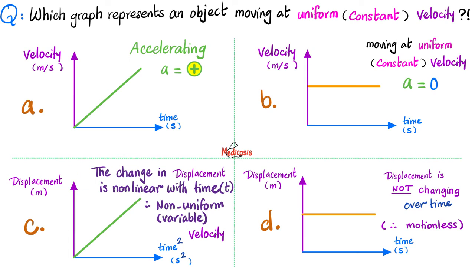Here I have a linear relationship between displacement and time squared, which means the relation between displacement and time alone has to be nonlinear. It is exponential, not linear, meaning it's non-uniform. If it's not linear, it's non-uniform. And this object is not moving.